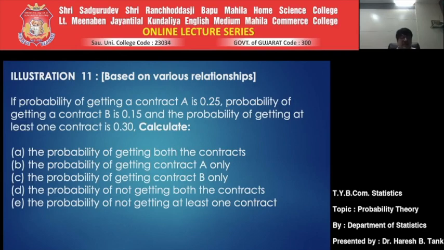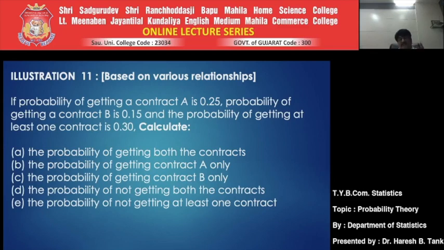Getting a contract B is, let us suppose, event B. Then what will happen if you put it in notational form? Probability of A is 0.25. Probability of B is 0.15. And the third information given here is the probability of getting at least one contract. Look, in this case, the word is at least. When you say at least, the connector is or. Since the connector is or, it is always associated with union. So probability of A union B is 0.30.